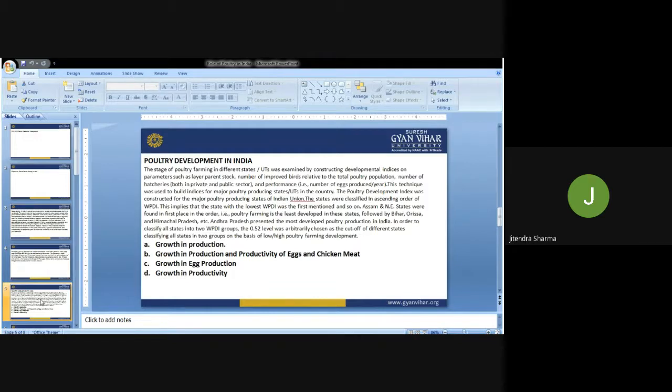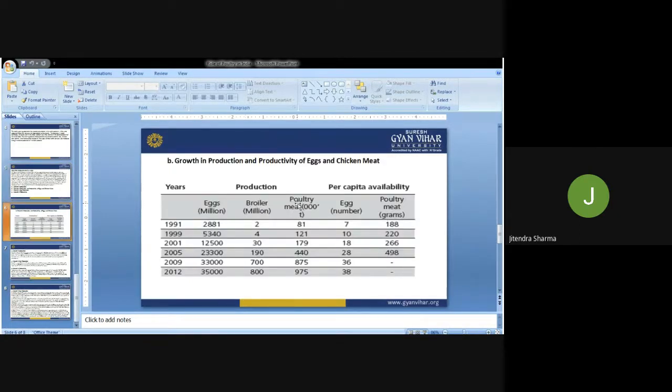All these are the parameters, and on the basis of that they have classified the states and union territories into two categories. Now we'll see how the growth in population, growth in production and productivity of egg and chicken meat, growth in egg production, and growth in productivity. So these are the parameters on the basis of which we have classified the states. Now, growth in production and quality of egg and chicken meat.